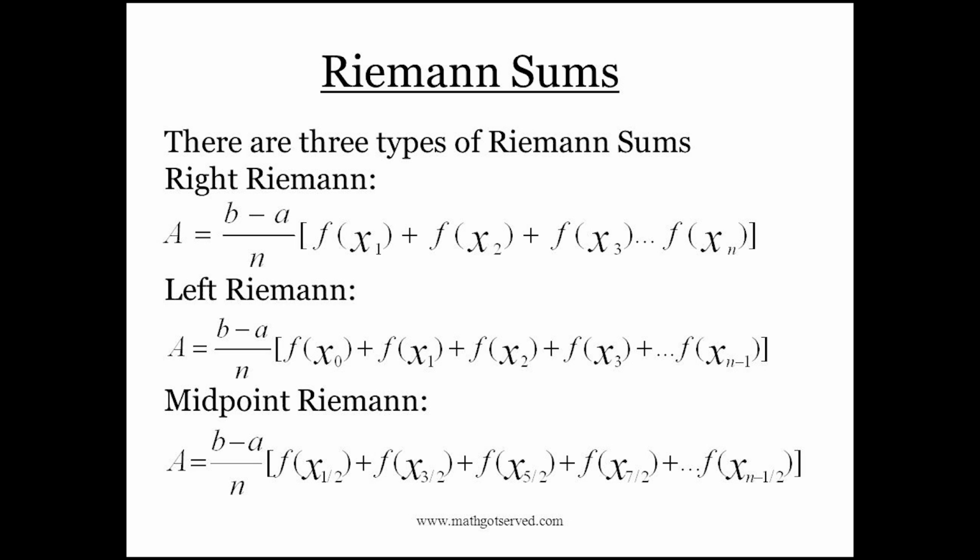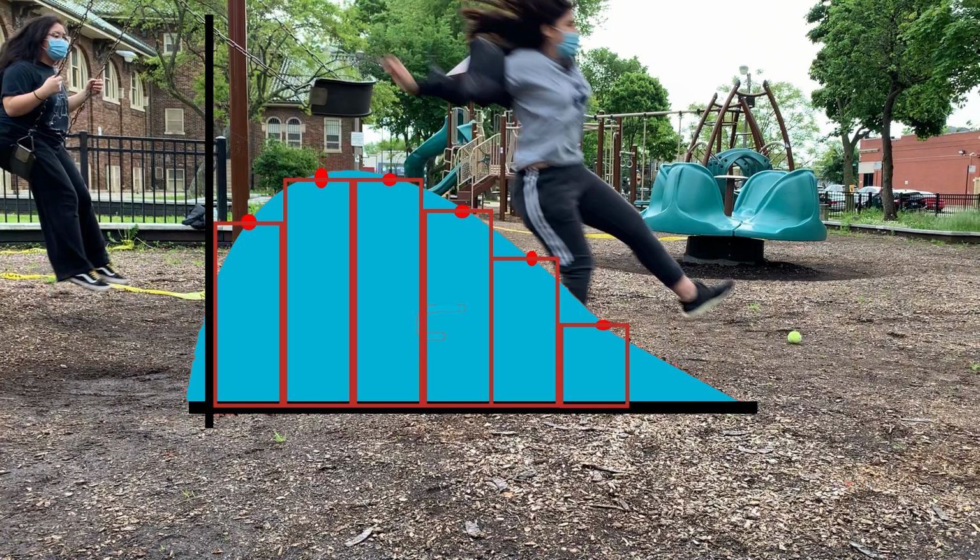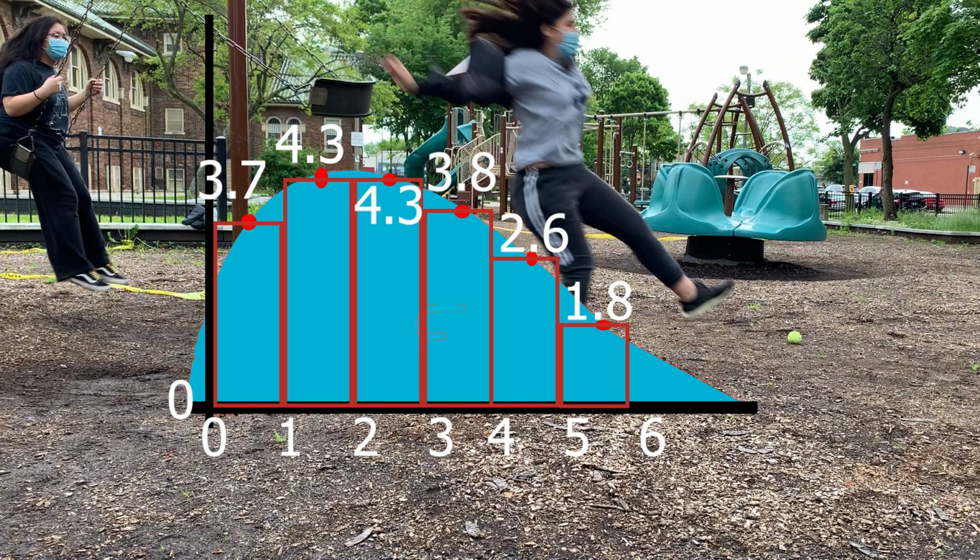Now that we identified that we're using midpoint, now we can look at the formula on the screen. B minus a over n times the sum of f of x of 1/2, and so on and so forth. In addition, to use Riemann sum, we must confirm that the graph is continuous, which it is, and that it's closed, which is an important factor to using Riemann sum, which it is. So now we have all the conditions met to use Riemann sum.